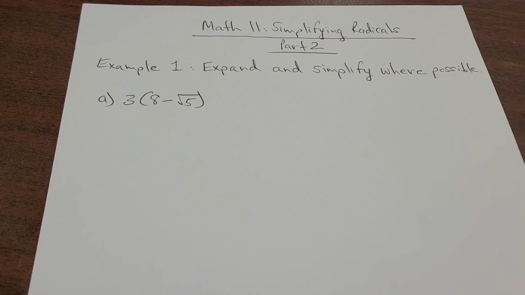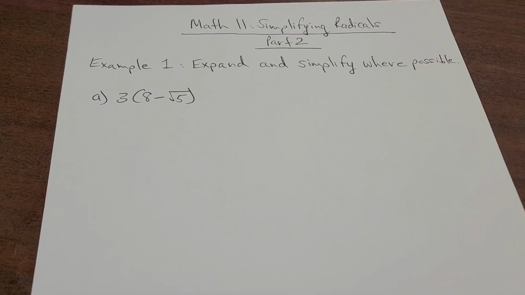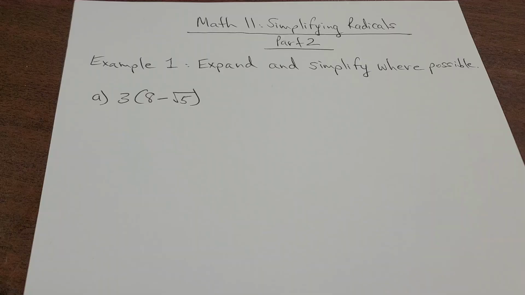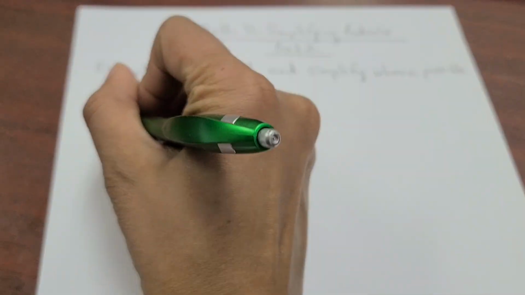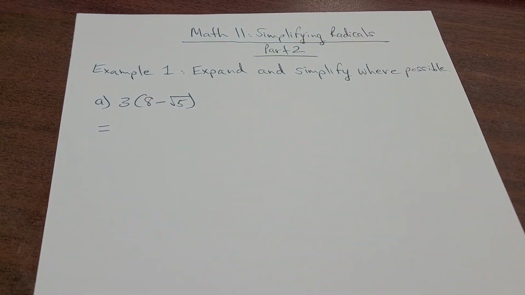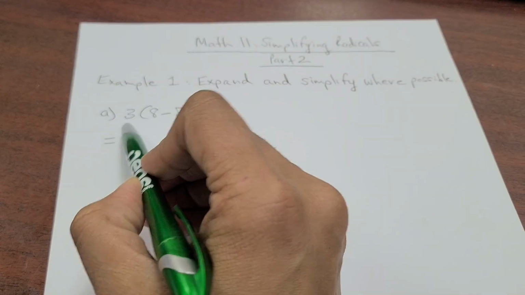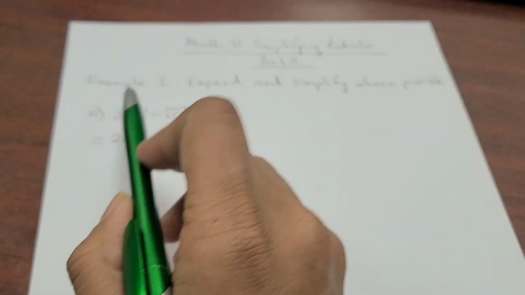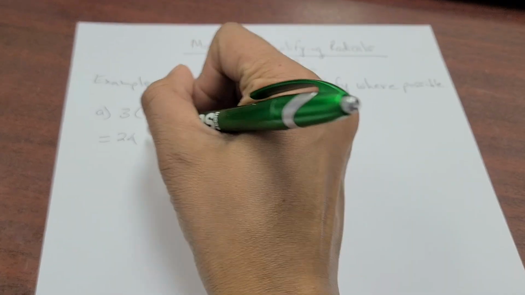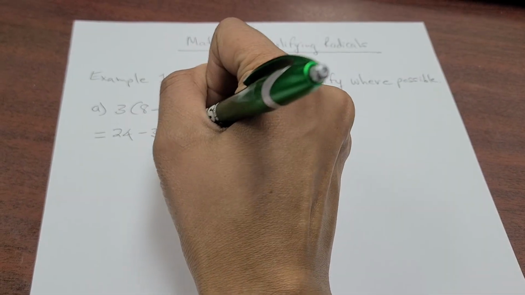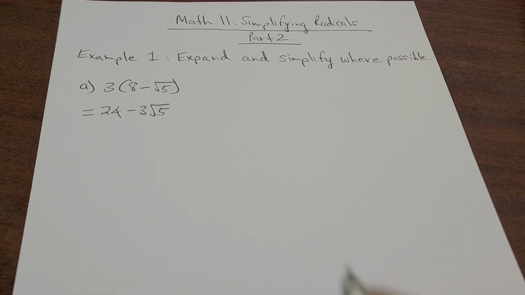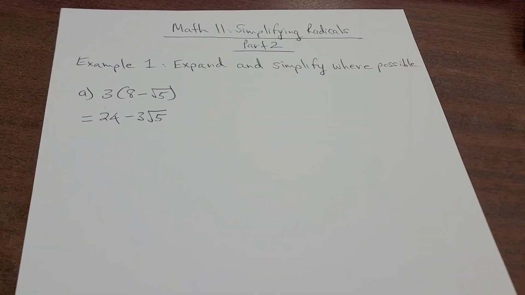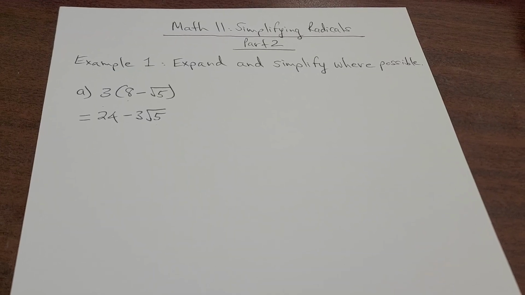All right, here we are. Example 1 says expand and simplify where possible. We're going to start off with some simple questions and then move forward. So this one says 3 times (8 minus root 5). So you're basically using the distributive property, and I'm going to do 3 times 8, which is 24. And then I'm going to do 3 times negative root 5. So I'm going to put negative 3 root 5. Okay, and that's it. This is the final answer because I'm looking at the radical, and you can't simplify root 5. So you're just going to leave your answer like this.